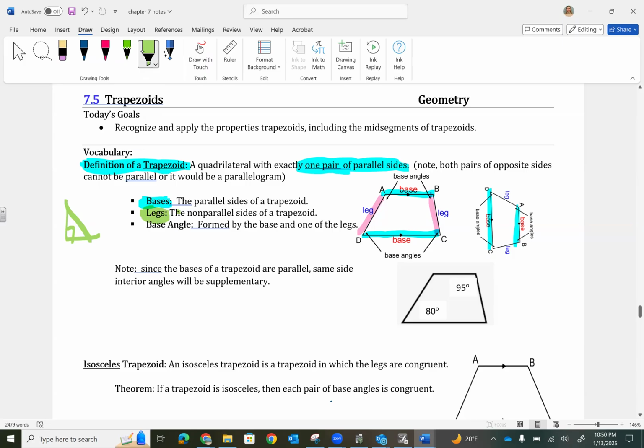The base angles are the angles that are between the base and the leg. So these two angles are the base angles, okay? And then these two angles are also base angles. So those are four base angles. I'm making them green because that's what we're going to call them, okay? If you have an isosceles trapezoid, the base angles will be congruent to each other. There will be two pairs of them. If it's not isosceles, meaning the legs are not congruent, they're just called base angles.